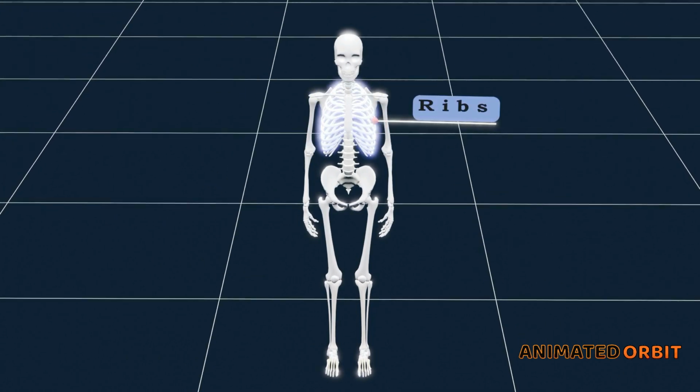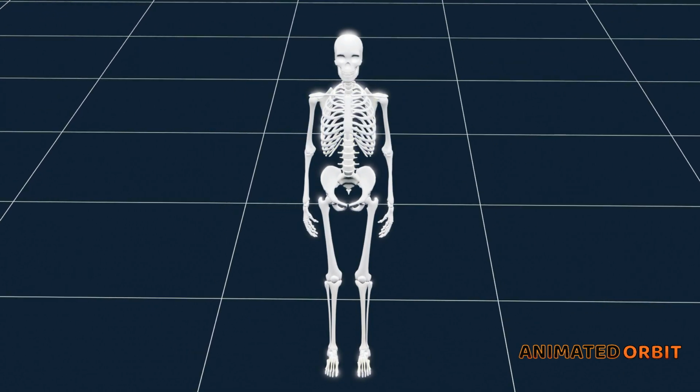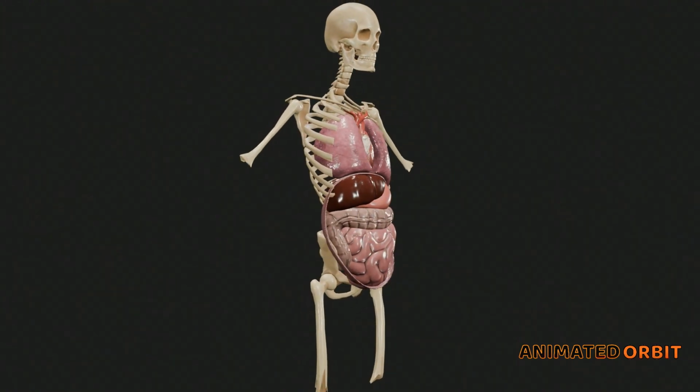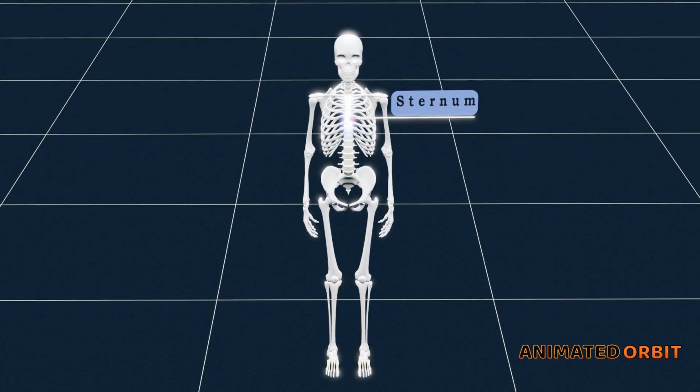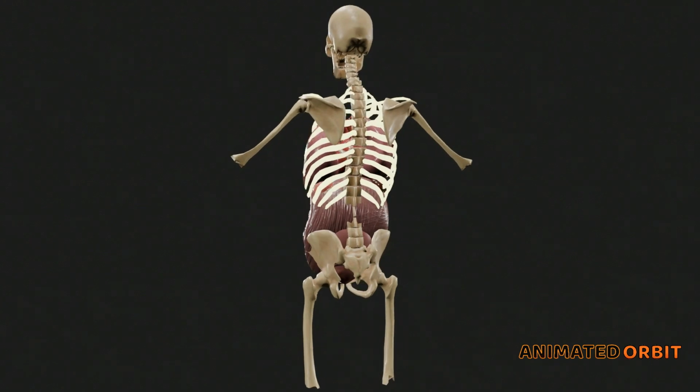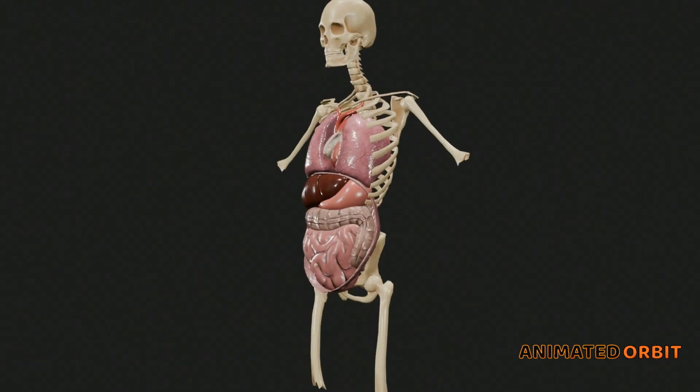Ribs are the 12 pairs of curved bones that form the protective cage around the chest, safeguarding vital organs like the heart and lungs. The sternum is a flat, elongated bone in the center of the chest, connecting the ribs and protecting the heart and lungs.